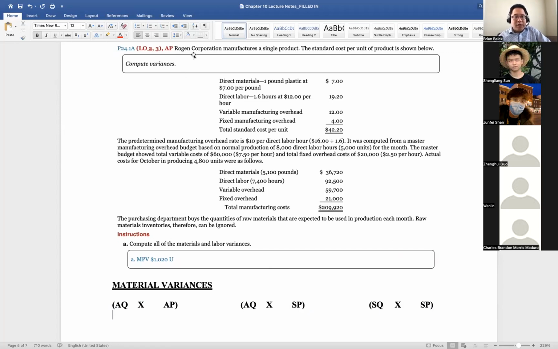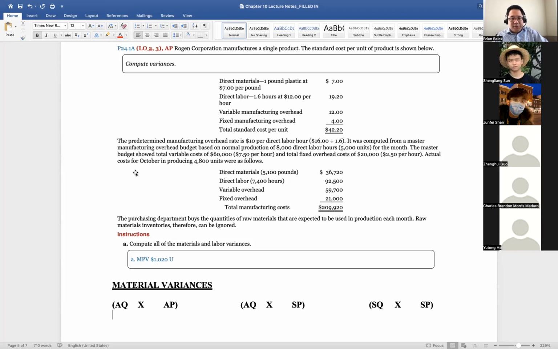It says we have Rogan Corporation. They manufacture a single product. The standard cost per unit of product is shown below. Okay, so this is the standard. Looks like standard means to make our product, we need 1 pound of plastic, right? And we usually pay $7 a pound, because everything here is standard or what you expect, right?